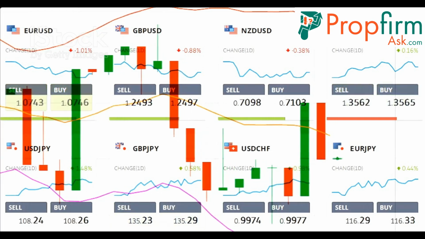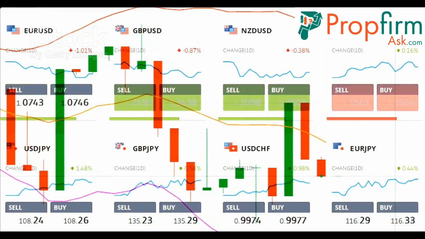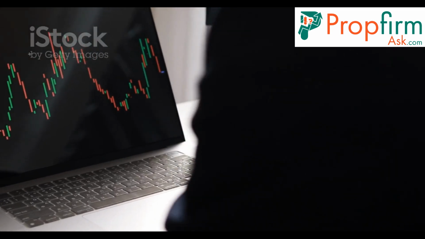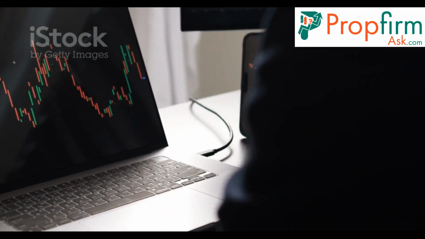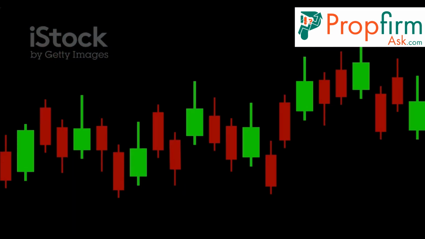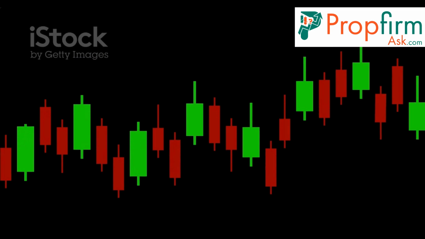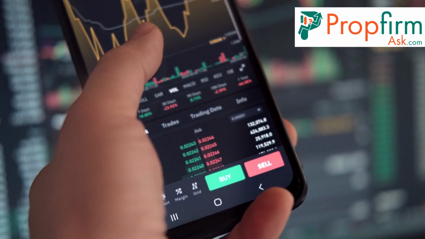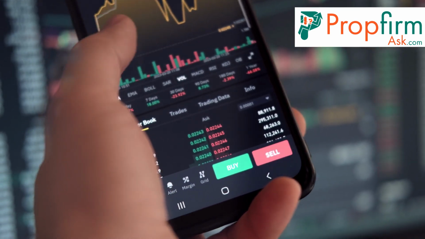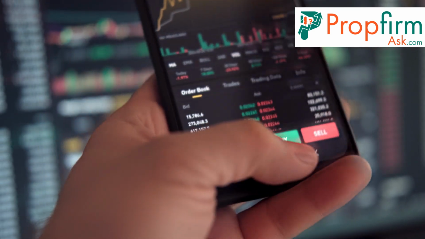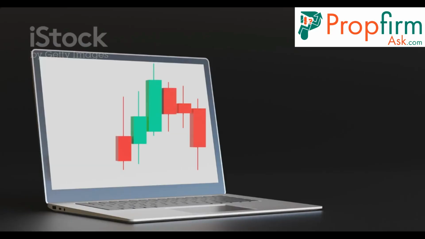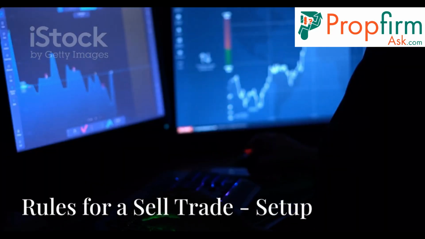Step 4. Wait for price to pull back to either the central pivot point or S1. Step 5. Check the stochastic. If it's below 20 and beginning to curve upward, you've got confirmation. Step 6. Enter a long trade. Set your stop loss just below the recent swing low. Your first take profit target is R1. If momentum is strong, you can trail your stop and aim for R2.